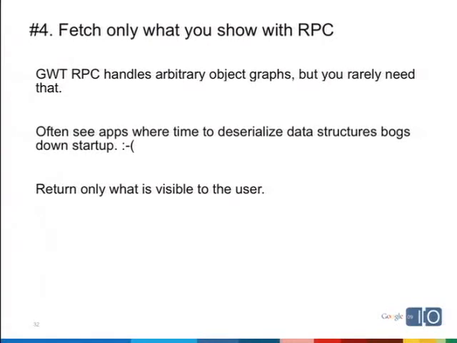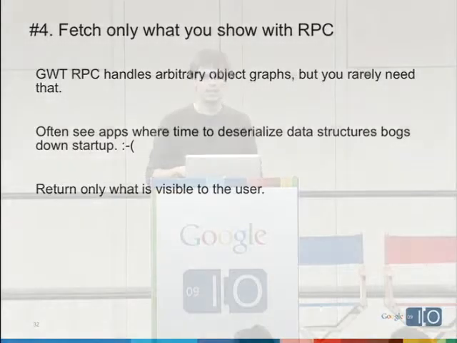RPC is kind of cool in that it can handle arbitrary object graphs. But the truth is you don't really need that a lot. Most of the time, you really want to just send over exactly what's on the screen. People don't look at large hierarchical graphs in a single view; we usually need something that could be made lazy so that you can view these. In fact, we've sometimes seen apps where the application start time was completely dominated by deserializing data. They were moving over so much data that the time it takes to get it off the RPC payload and turned into Java objects was dominating the app startup. So try to avoid that.